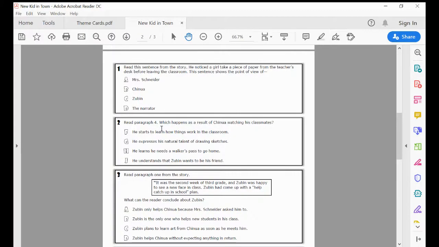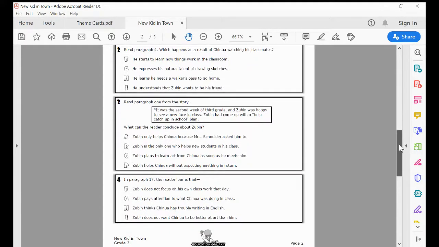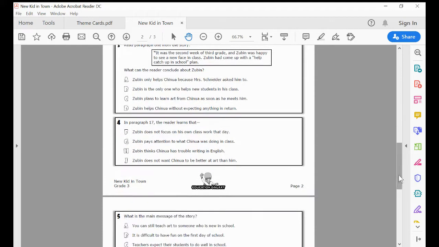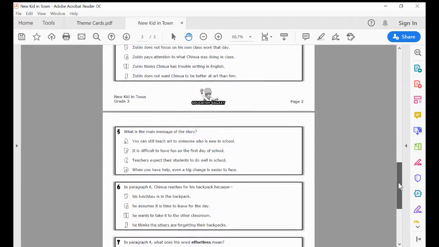Number 2, read paragraph 4. What happens as a result of Chinua watching his classmates? Read paragraph in the story. What can the reader conclude about Zubin? So again, just really focusing on Zubin and how he's feeling. In paragraph 17, the reader learns that. So going back to paragraph 17 and seeing what that one's about.